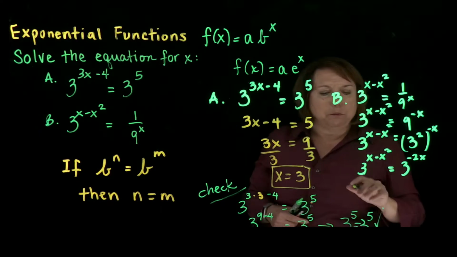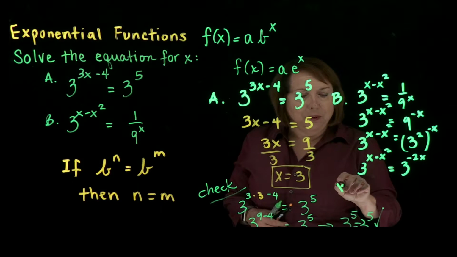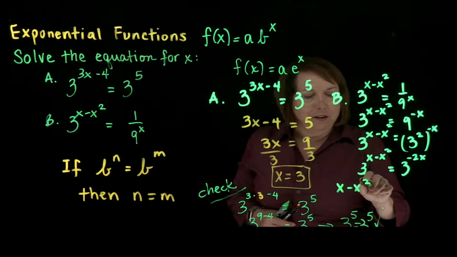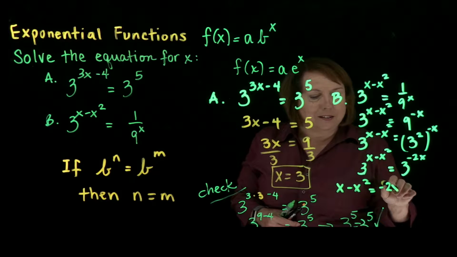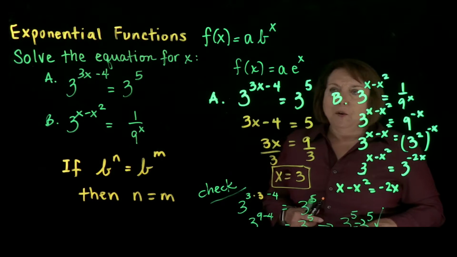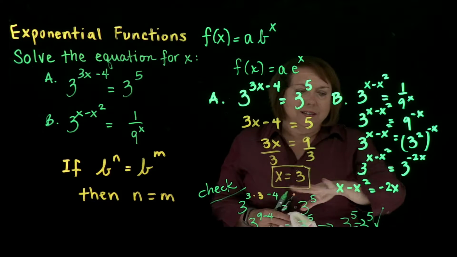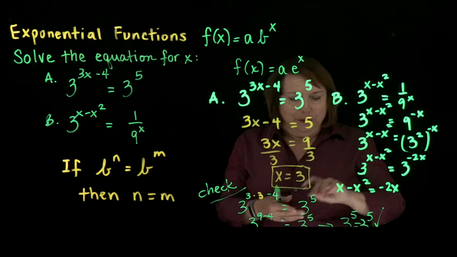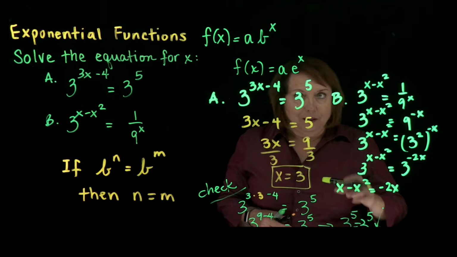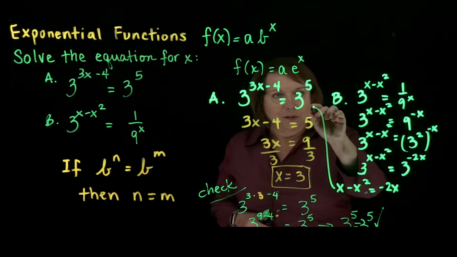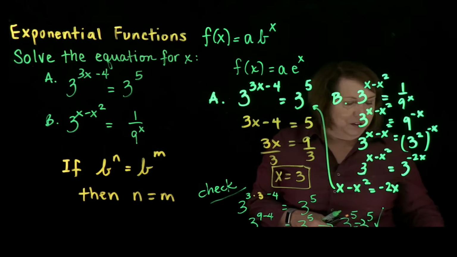I'll set my exponents equal to each other. x minus x squared is equal to negative 2x. Let me go ahead and continue this. Let me erase this side and we'll bring this up to the top here so that we can continue and finish this problem.